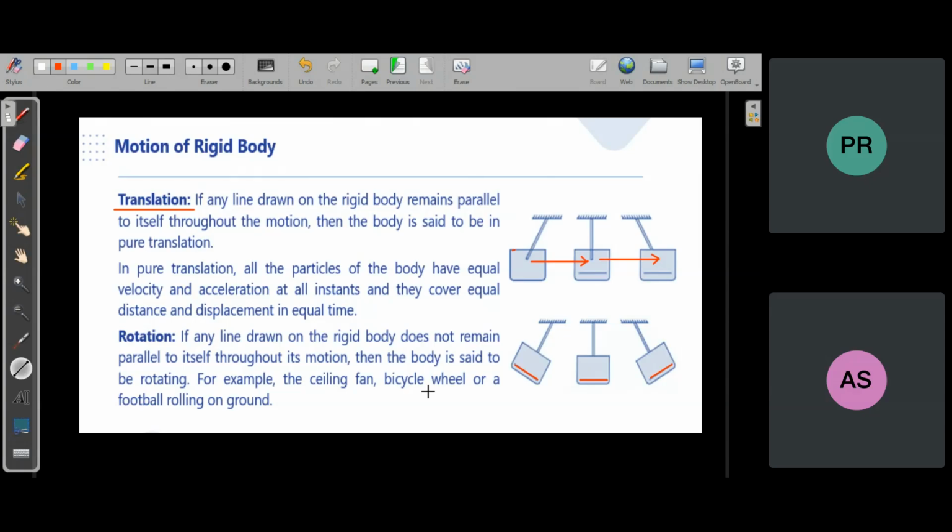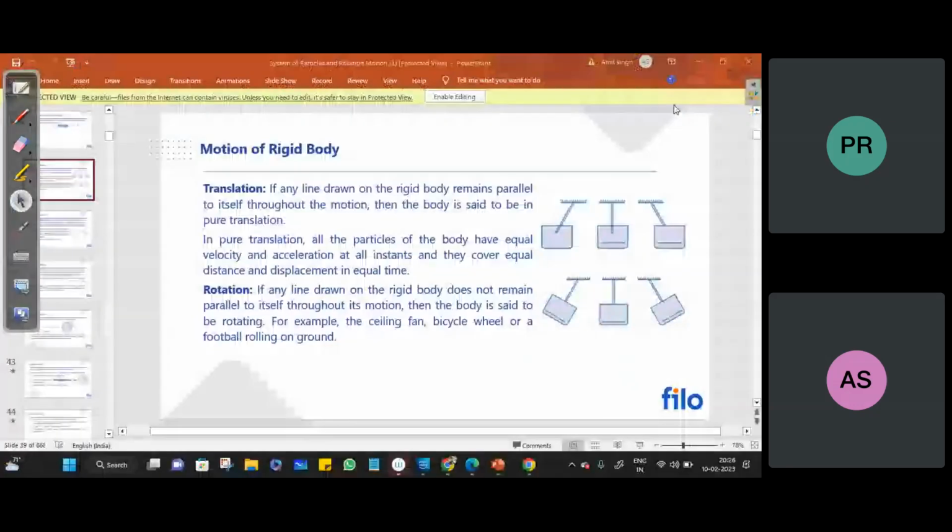If a body is doing translational motion, then you will not see this. Any line drawn on the body will not change its orientation. Let's go to the next.